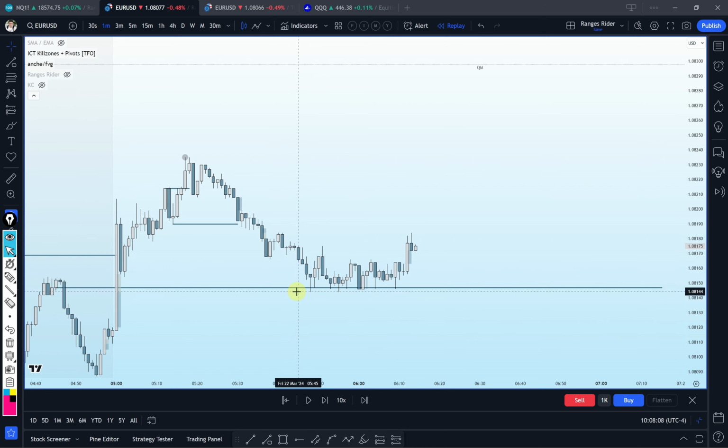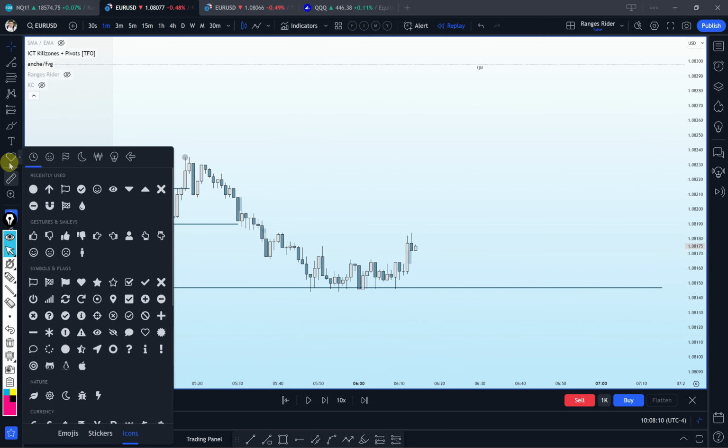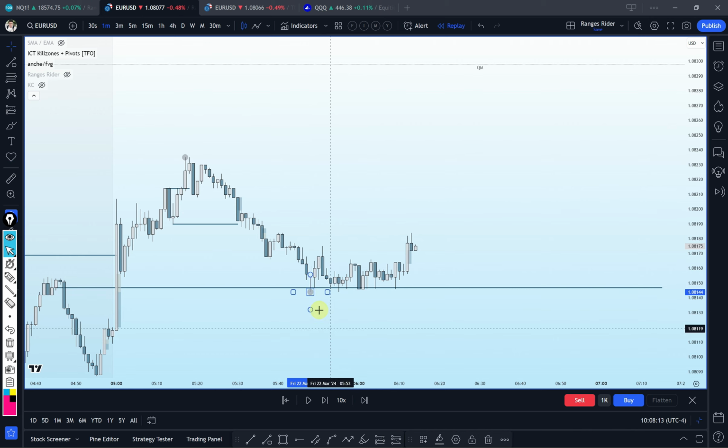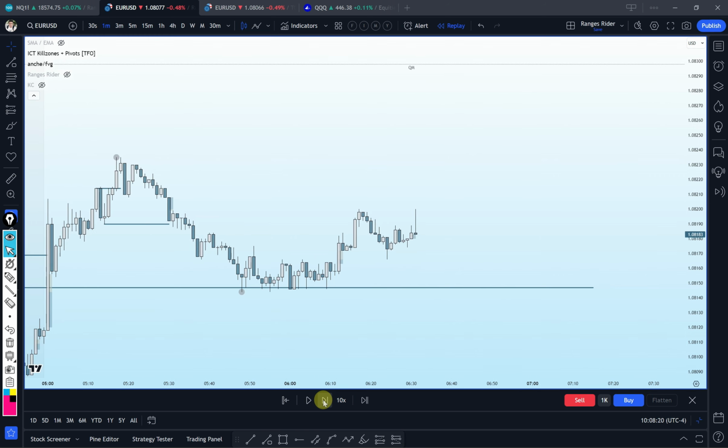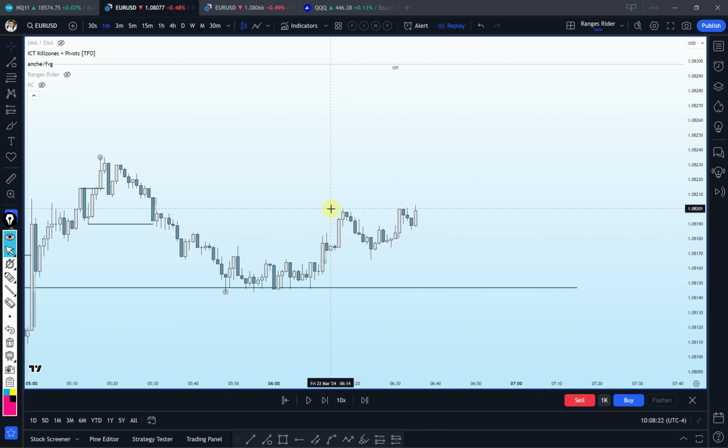So we have the QM here, and then we are looking for the opposite QM. And we got another QM here. So this one will be the internal range liquidity, and this one will be the QM confirmation.